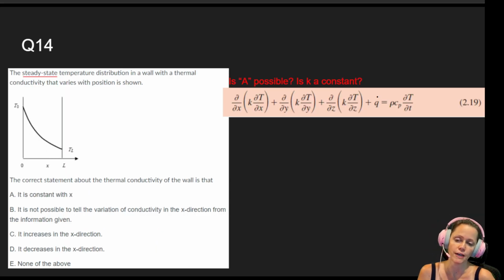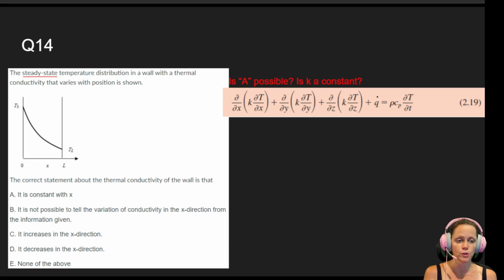Question 14, you've got a steady state temperature distribution in a wall with thermal conductivity that varies with position is shown. So the correct statement about thermal conductivity of the wall is, so let's just see, is A possible? Is it constant, right? Which has kind of been our mode of operation from the get-go, that k is equal to some constant value, and it doesn't depend on position.